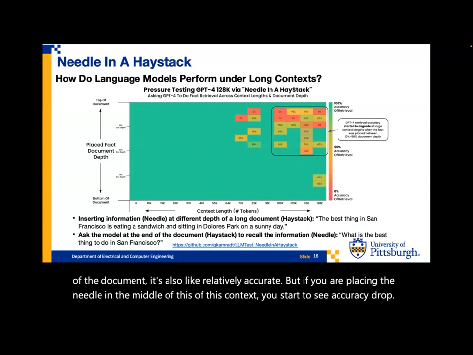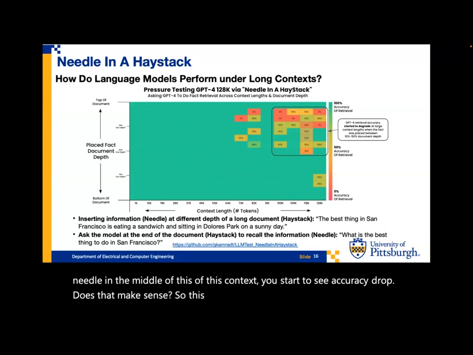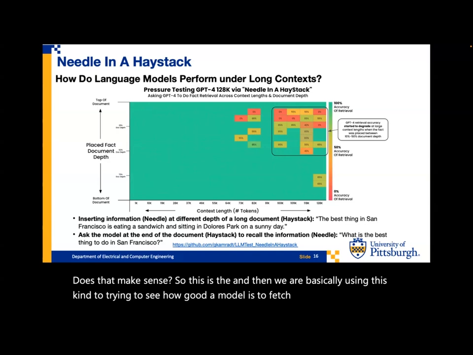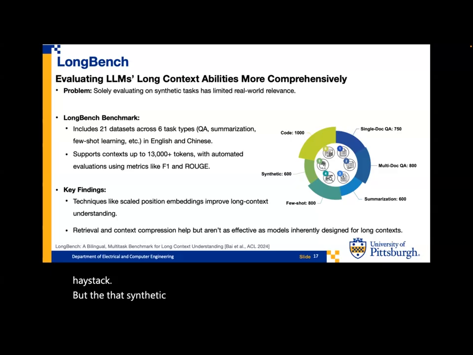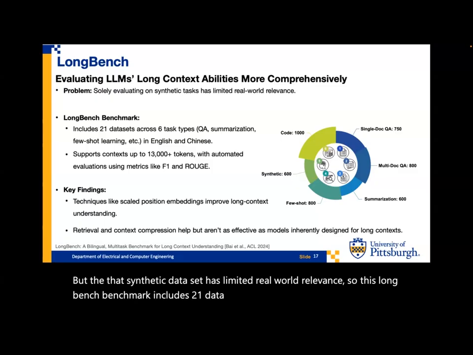Does that make sense? So we are basically using this to see how good a model is at fetching the needle from the haystack. But that synthetic data set has limited real-world relevance. So this long benchmark includes 21 data sets across different tasks, and supports context up to 13K tokens.